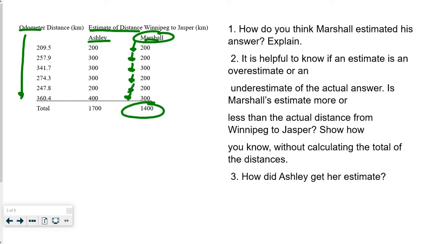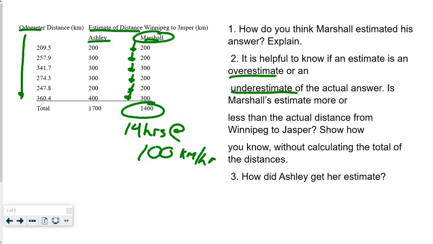So is it helpful to know if an estimate is an overestimate or an underestimate of the actual answer? It is very helpful, because now you know if it's more or less than that. So 1,400 is 14 hours at 100 kilometers an hour. 100 kilometers an hour is pretty standard for highway driving. So is it going to be more than 14 hours? Because that's a long time in a car. Maybe you can grind out 14 hours, but 17 hours, like Ashley's predicting, that's going to be a really long time. So that's a big difference. You're going to want to know if you're overestimating or underestimating. With money as well, if you overestimate or underestimate, will you have enough? It's really good to know.